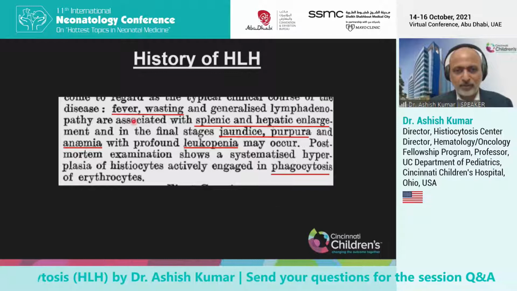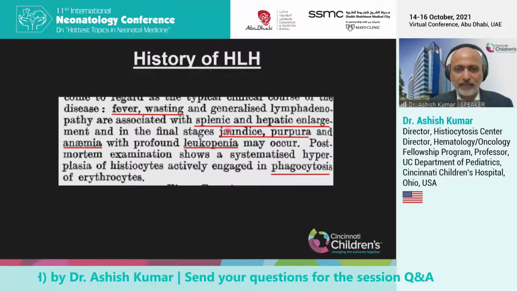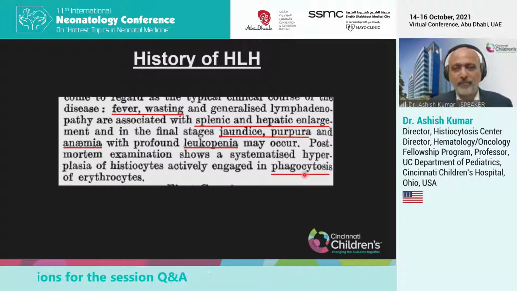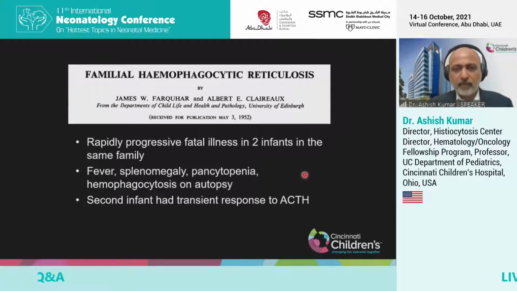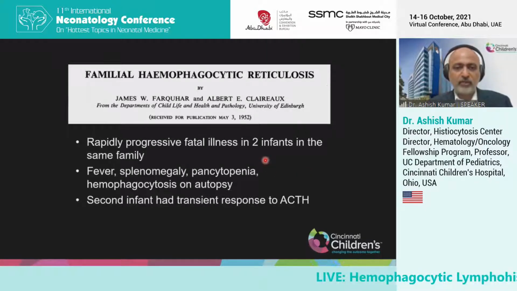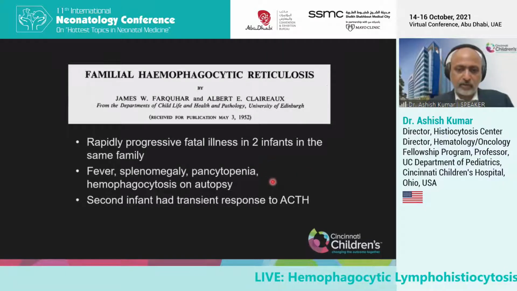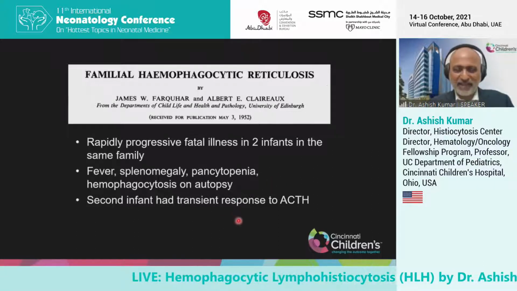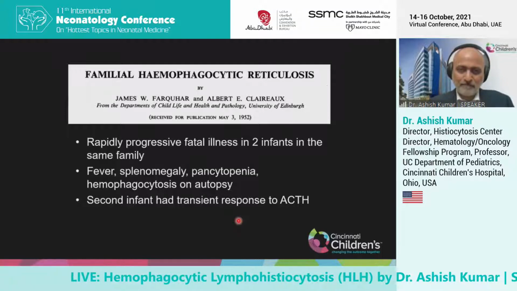This patient was described as having fever, wasting, splenic and hepatic enlargement, jaundice, purpura, anemia, leukopenia, and then phagocytosis. So these are the same clinical manifestations that we now recognize in this disease. And it was a few years later that it was found that this could be familial, when two infants in the same family were described who had similar features. This was in the 1950s, when the drugs that we have nowadays did not exist.